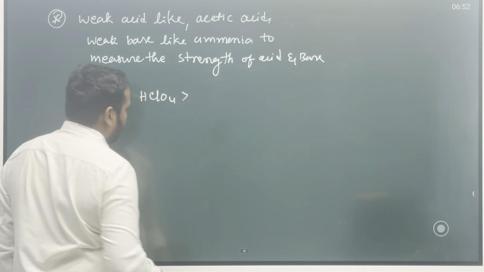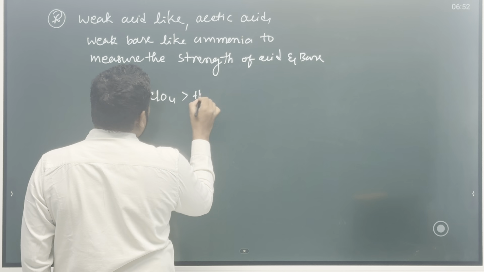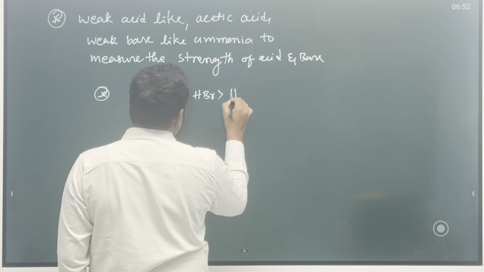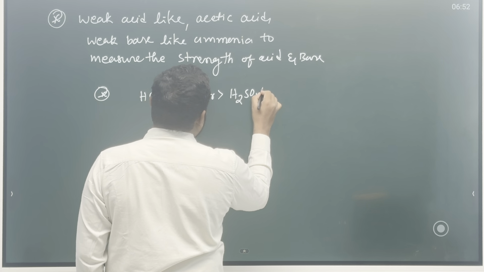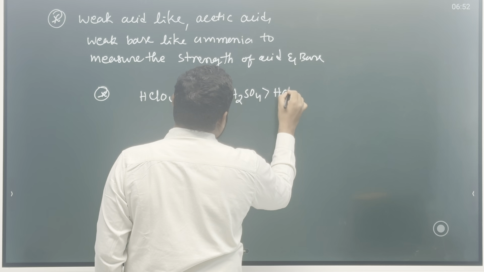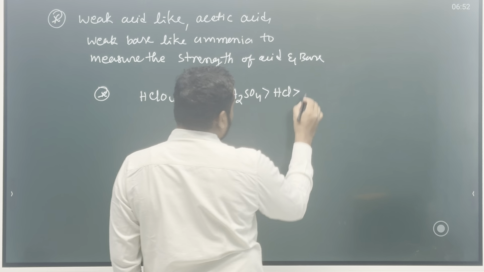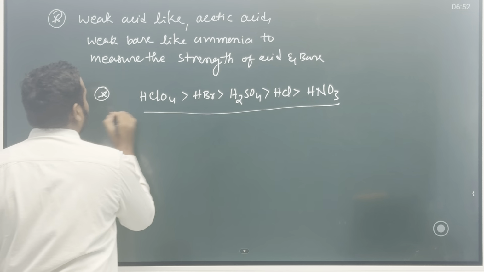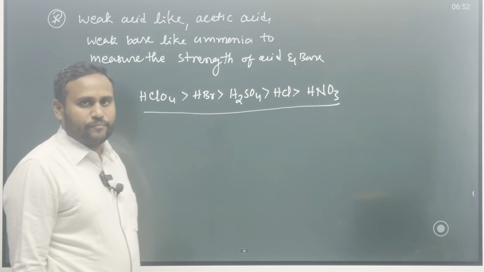So when you look at the strength of acids here, HClO4 is greater than HBr, which is greater than H2SO4, then HCl, next to HNO3. This is the order of strength of different types of acids.